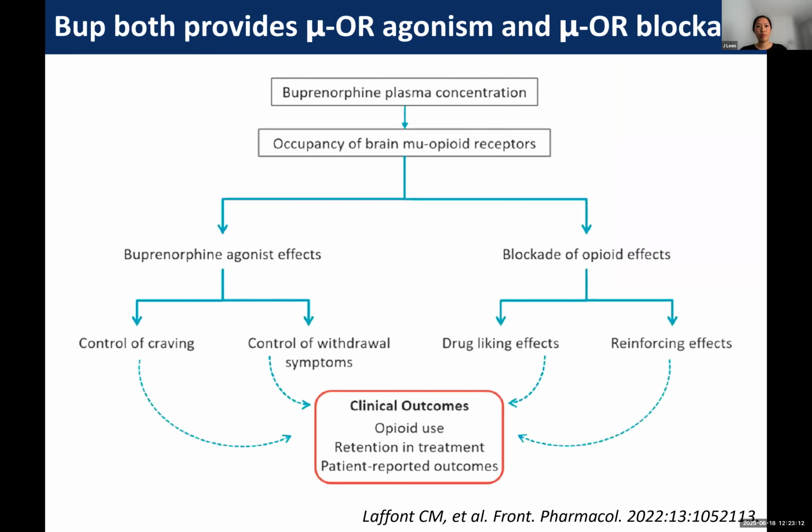So in summary, buprenorphine is unique because of its agonism effects and its blockade effects. So the agonism effects are thought to help control cravings, control withdrawal symptoms, and then the blockade effects block the reinforcing nature of the use and the drug liking effects. And hopefully over time with continued use that translates into improved clinical outcomes.